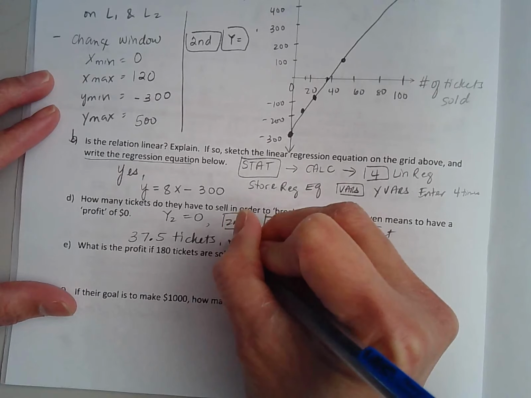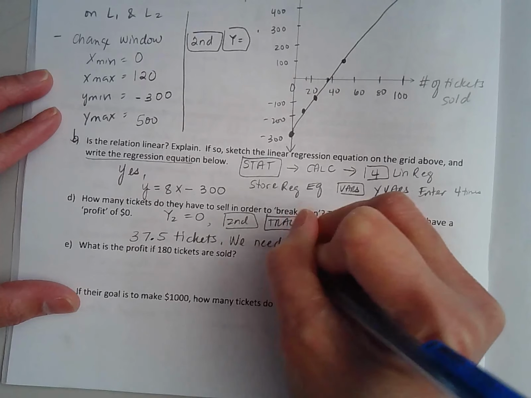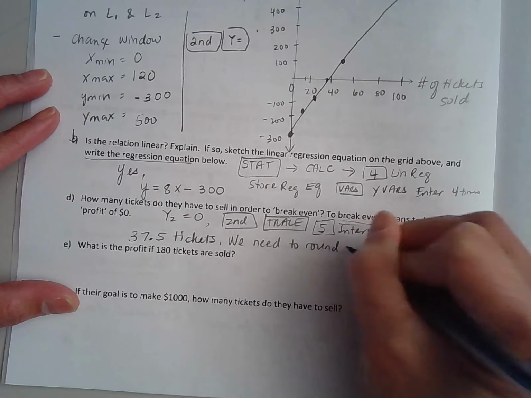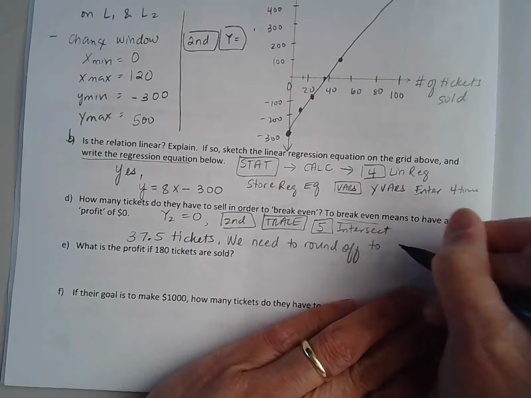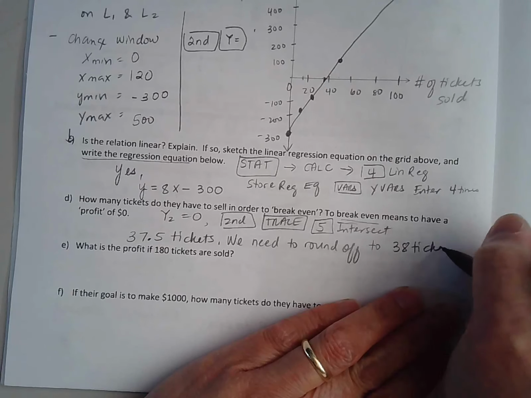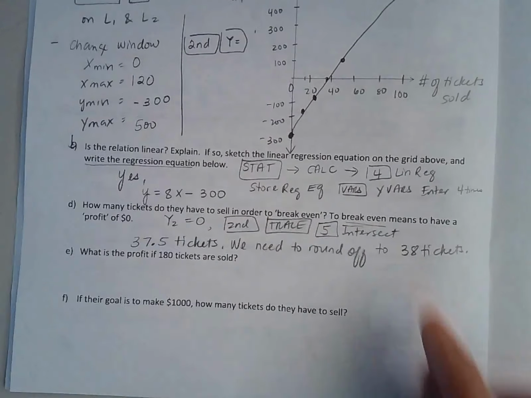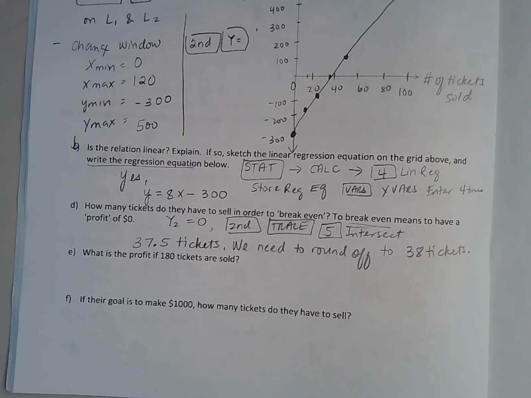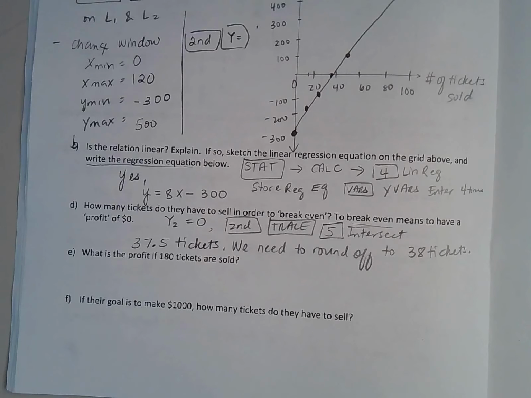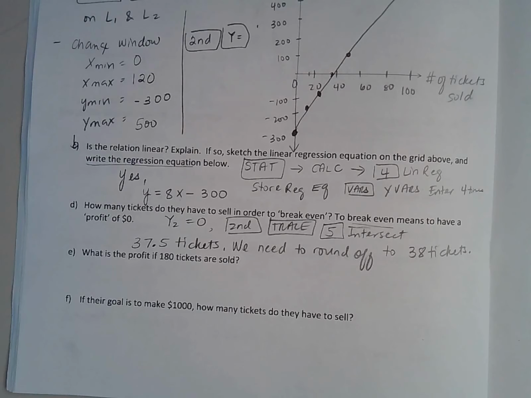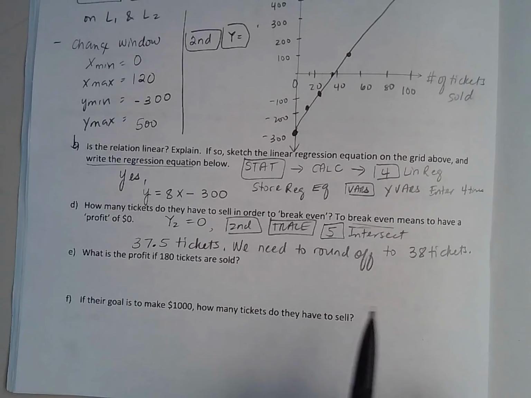So we need to round off to 38 tickets. Right? So when we sell about 38 tickets, we're very close to the break-even point. That means we didn't make a lot of money. We didn't make money, but we've just made enough to pay off the rental and the music. Okay? Is everybody clear on that one?